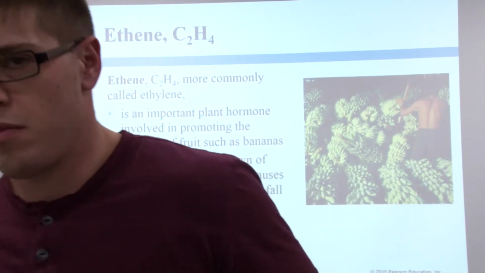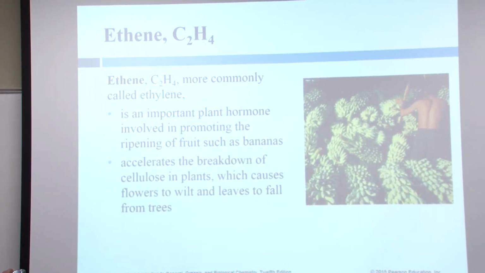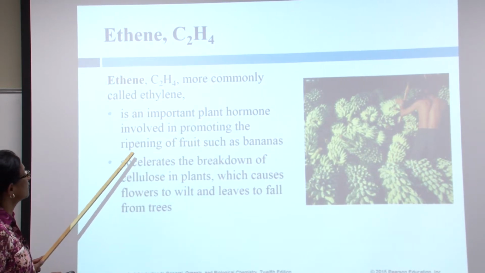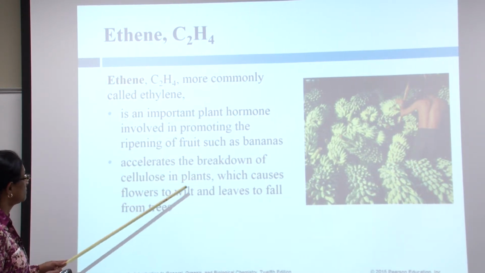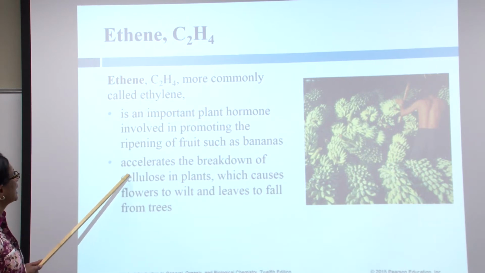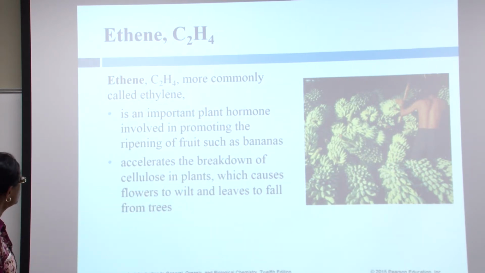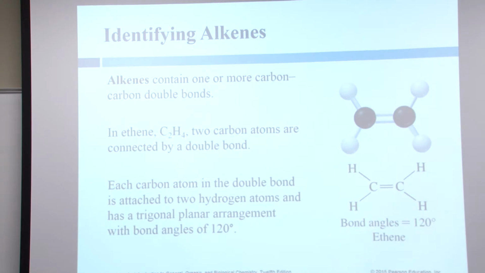This is the first hydrocarbon we just looked at, ethene, commonly known as ethylene, and it is an important plant hormone. It is used in promoting the ripening of fruits such as bananas. It accelerates the breakdown of cellulose in plants, which causes flowers to wilt and leaves to fall. So these are some commonly used uses of ethylene.